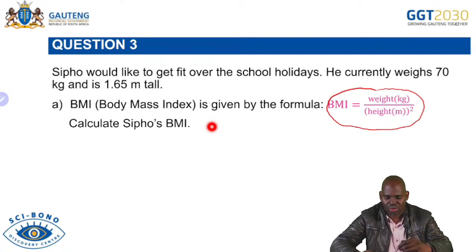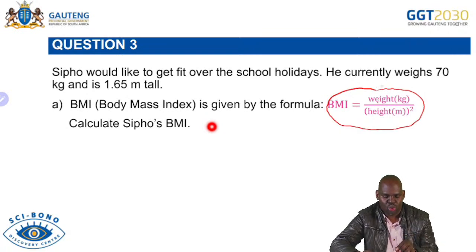If they have to ask you to calculate the height, somehow the value of the BMI and the value of the weight must also be given. Okay, so you must just remember that. So it won't always be about BMI, but it can be about any one of the 3.